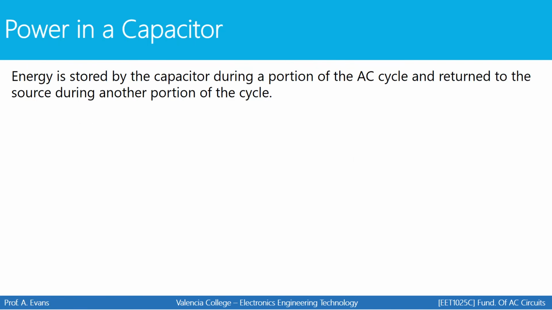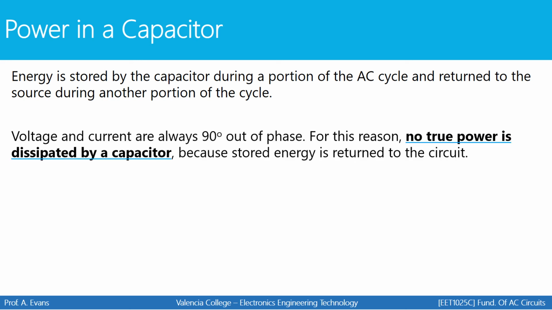Next, we're going to quickly talk about power. Energy is stored by the capacitor during a portion of your AC cycle. So remember, your AC cycle is a sine wave. As that sine wave flows through your capacitor, during a portion of that cycle, energy is stored. During the next portion of that cycle, the same energy that was stored is returned to the source. So if you think about it, there was some power provided and that same amount of power was taken away, so there's a net of 0 when it comes to true power. True power is not dissipated in a capacitor when it's in an AC circuit. Any energy that is stored is then returned to the circuit within the capacitor.